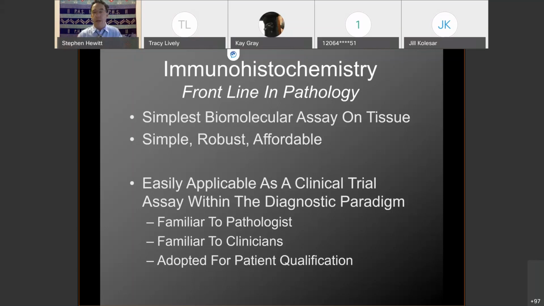It's familiar to pathologists, it's familiar to clinicians, and increasingly it's actually familiar to patients. Molecular biomarkers do cause patients a lot of quandary.